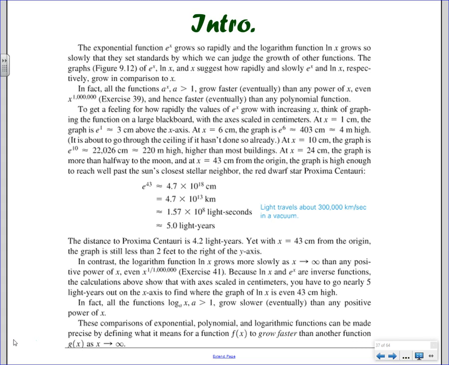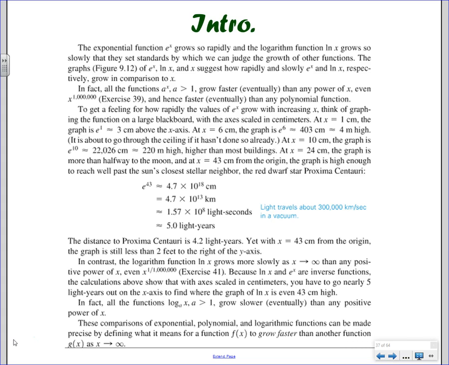e to the x, ln of x, and x suggests how rapidly and slowly e to the x and ln of x respectively grow in comparison to x. x being y equals x, the normal linear function, right? So you have e to the x, which swoops up really fast. You have x that just kind of goes up 1 over 1, up 1 over 1 forever. Then you have ln of x that goes slower. So we have the high, the middle, the low.